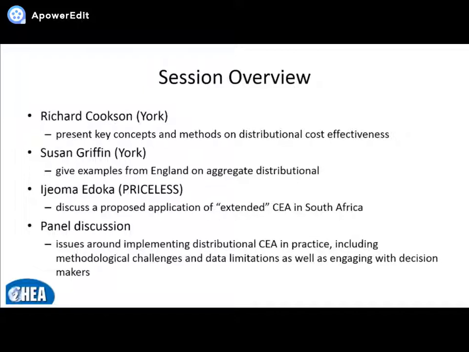The way this session is going to work is that, of course, we all read papers, but it's really nice to listen to people speak about their experiences. Richard will talk about some key concepts and the methods of doing distributional cost effectiveness analysis. Susan will then speak about some examples in England that she's worked on. We were going to have Ule speak, but he can't be here, but I'm sure Richard will reflect on the fact that some of his writings will appear in a book, of a kind of Norwegian context. Then Ijeoma will speak on the context in the South African program, where she's been doing some work on extended cost effectiveness analysis.